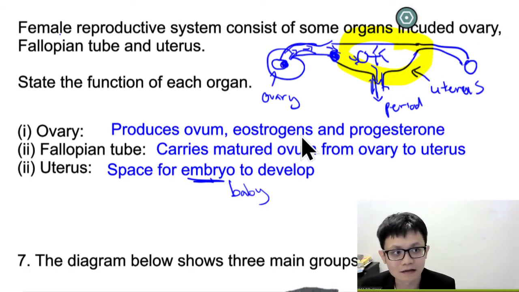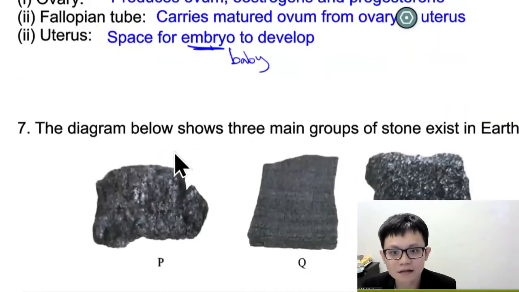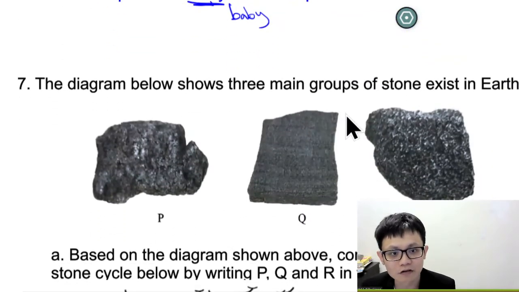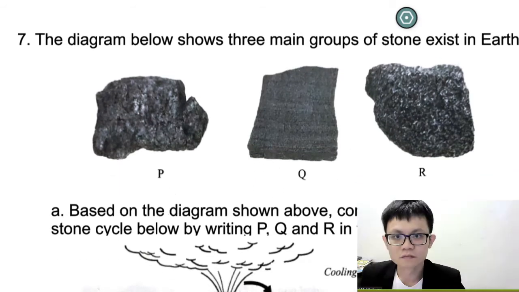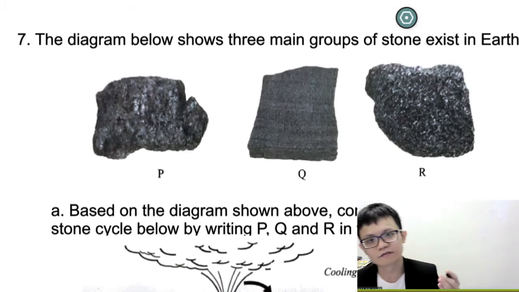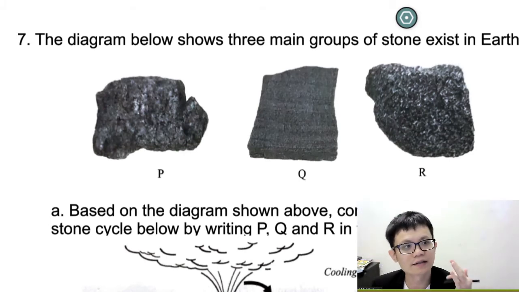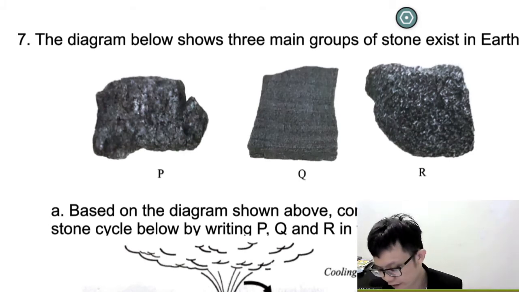Let's move on to the next question. The diagram below shows three main groups of rocks that exist on Earth: P, Q, and R. For this question, we know that there are three types of rock, correct or not? We have igneous rock, sedimentary rock, and metamorphic rock.